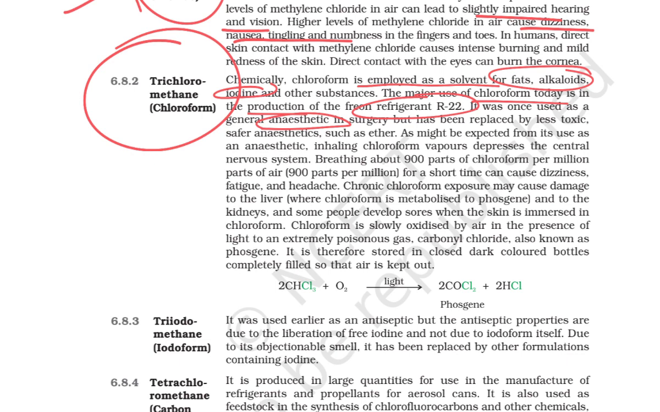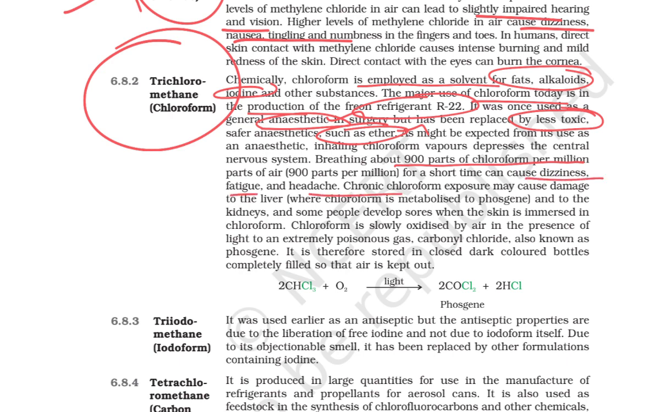Due to its toxicity, we are now using ether as an anesthetic. Why are we not using chloroform as an anesthetic? Because it is a little bit toxic. That is the reason. As for demerits, 900 parts per million causes dizziness, fatigue and headache.